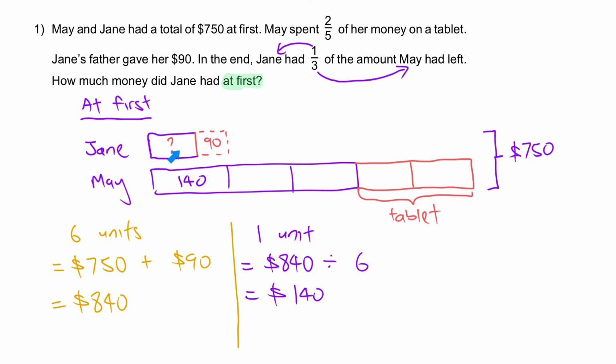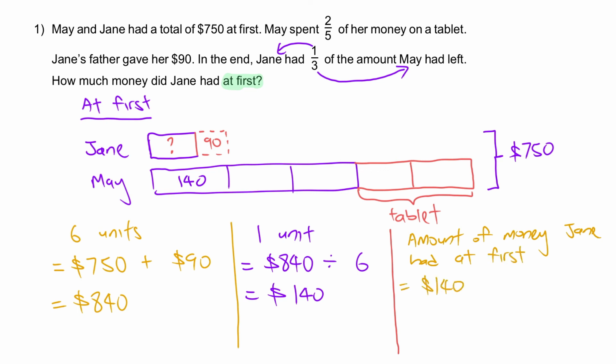So can we figure out how much Jane had at first? 140 minus the 90. And for the final step, the amount of money Jane had at first is 140 minus 90. You'll be left with $50.